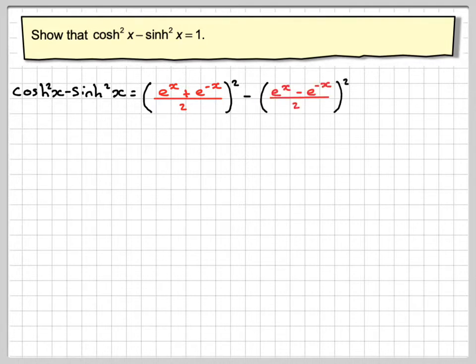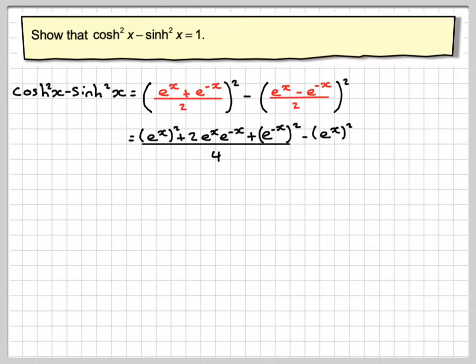And sinh x is represented by e to the x minus e to the minus x divided by 2, squared. So if we square each of these things, it's e to the x squared plus 2 e to the x e to the minus x plus e to the minus x squared over 4, because 2 squared, and then subtract from that e to the x squared minus 2 e to the x e to the minus x plus e to the minus x squared divided by 4. Now don't forget this line here acts as a bracket.